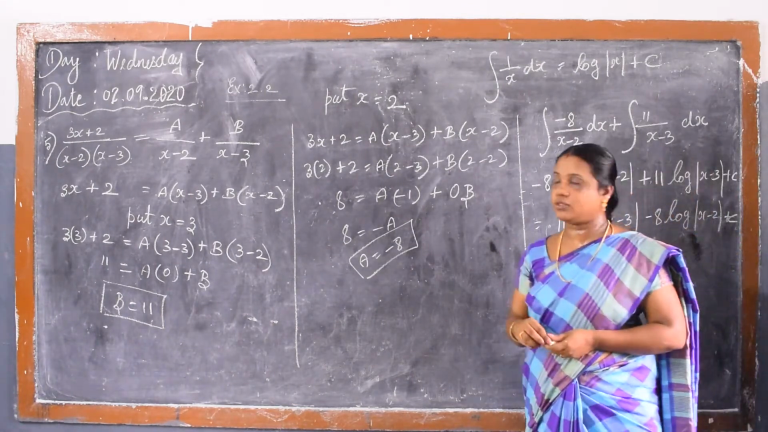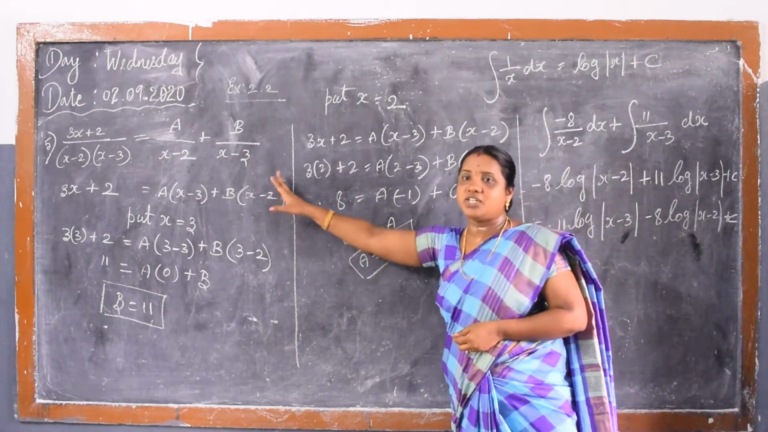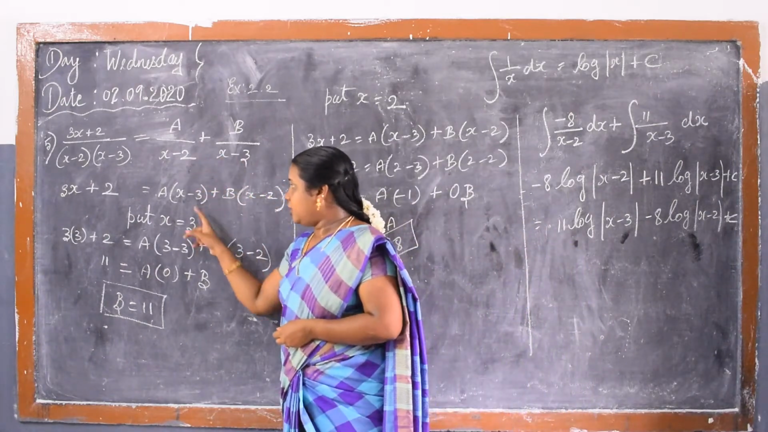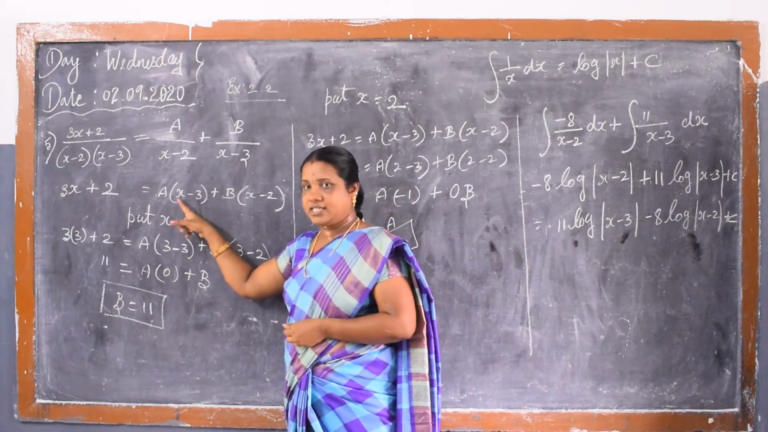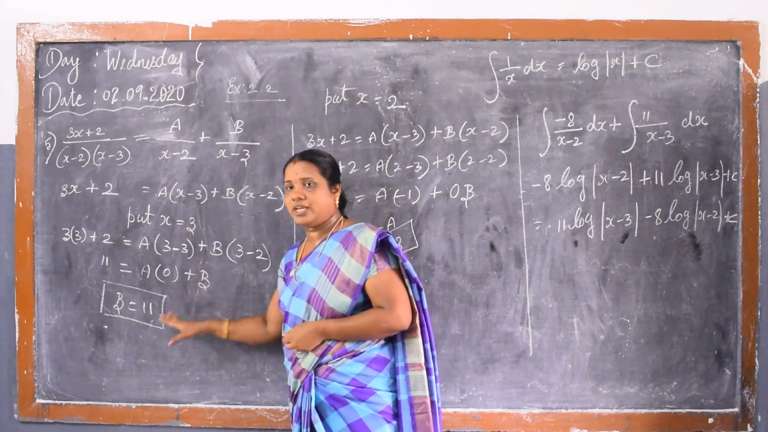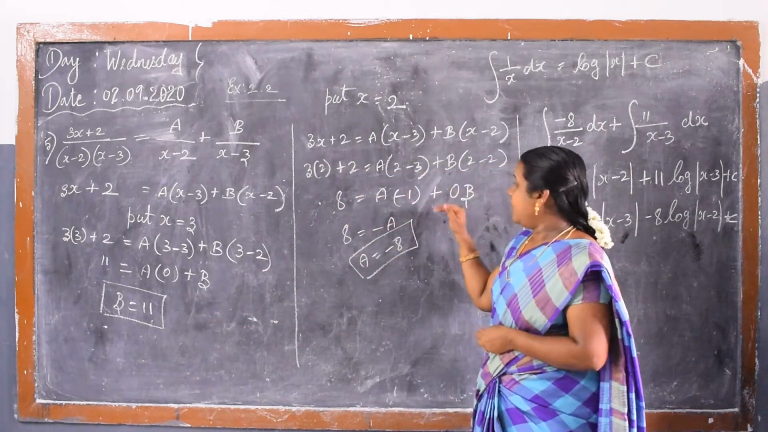Have you understood? See what we are doing here? We can't integrate directly, so I am using partial fraction here. Take LCM. Then you have to substitute the value of x. x can be substituted as 3. So 3 minus 3 will become 0. Now I got the b value. Then again I am finding the value of a.